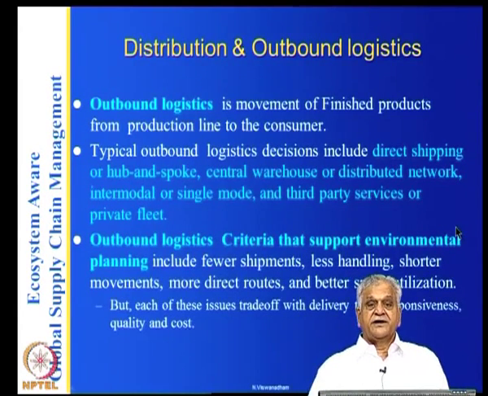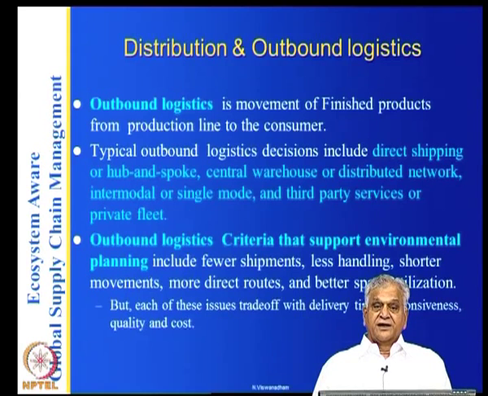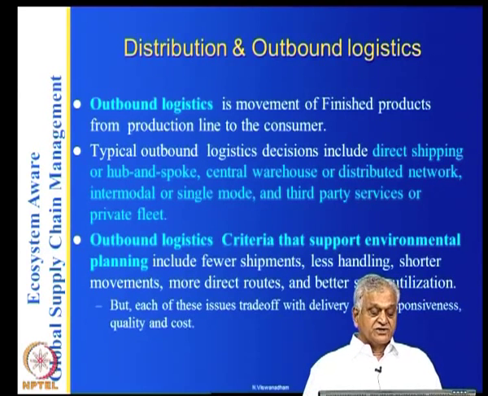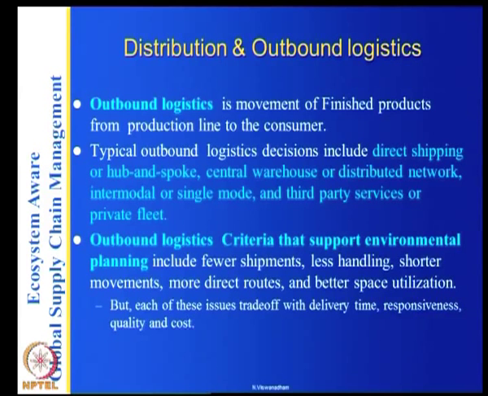Outbound logistics criteria that support environmental planning include fewer shipments, less handling, shorter movements, more direct routes, and better space utilization. But each of these trades off with delivery time, responsiveness, quality, and cost. So, you can always see the conflict between your responsiveness, delivery time, cost, and so on with your green criteria.